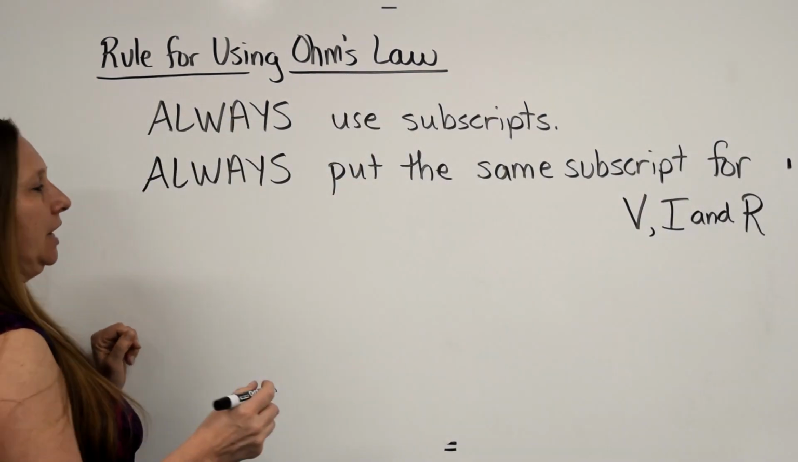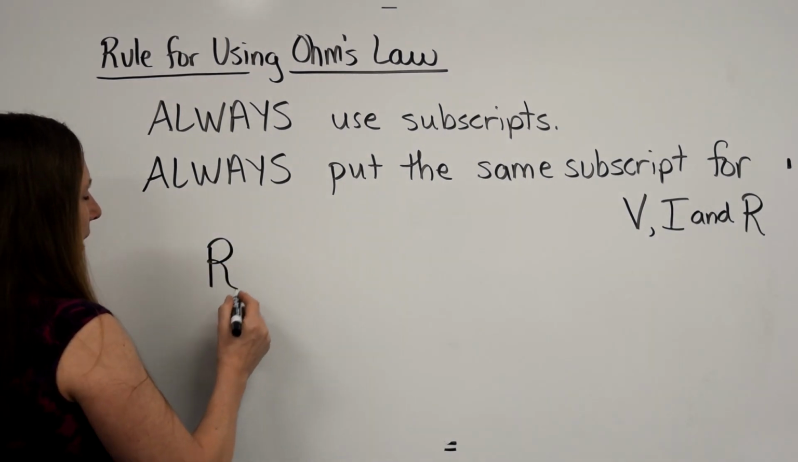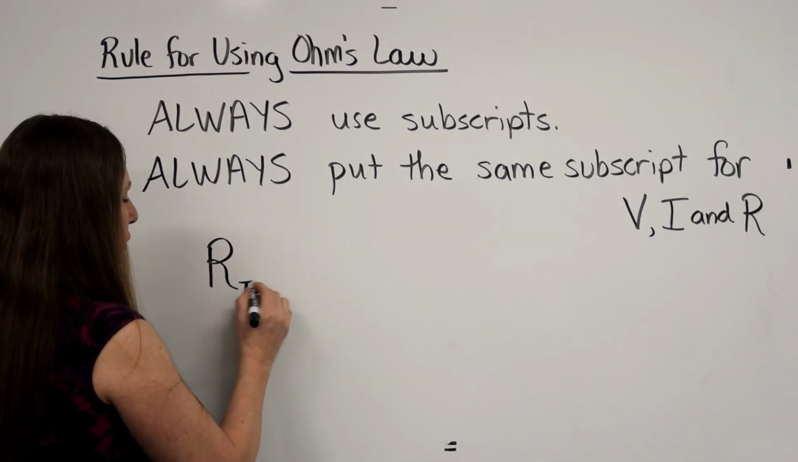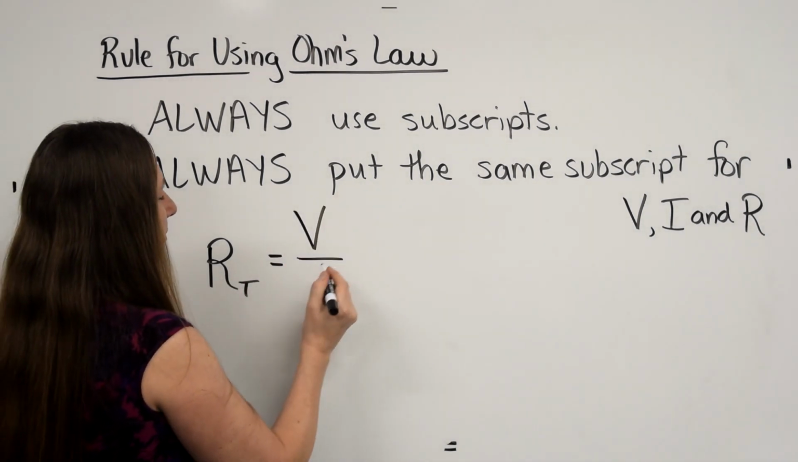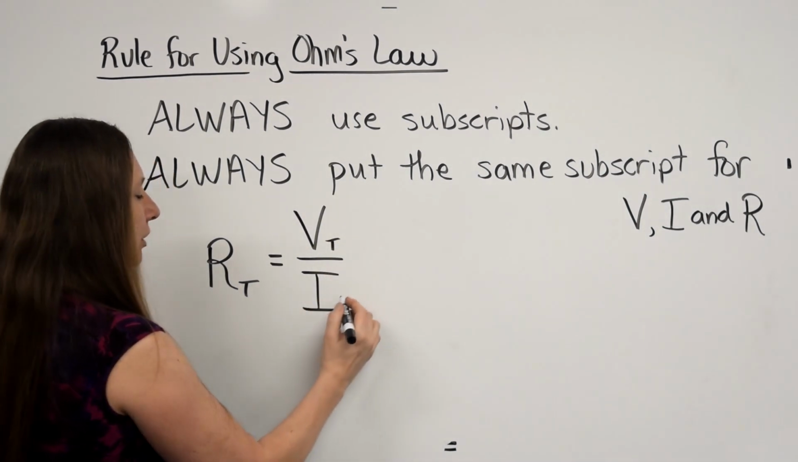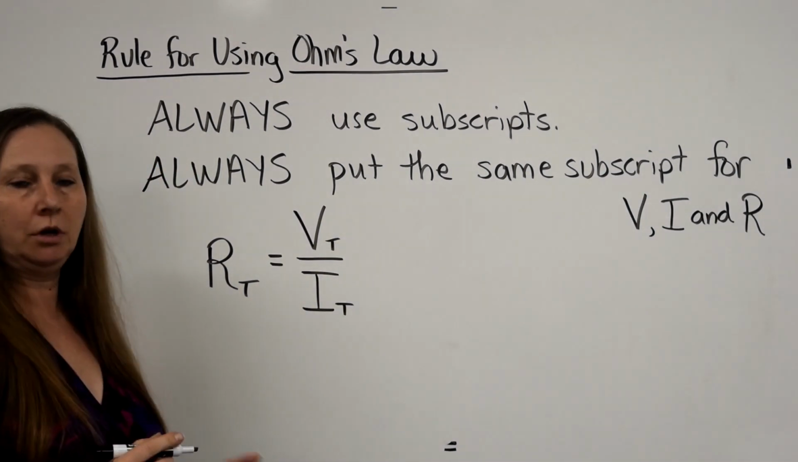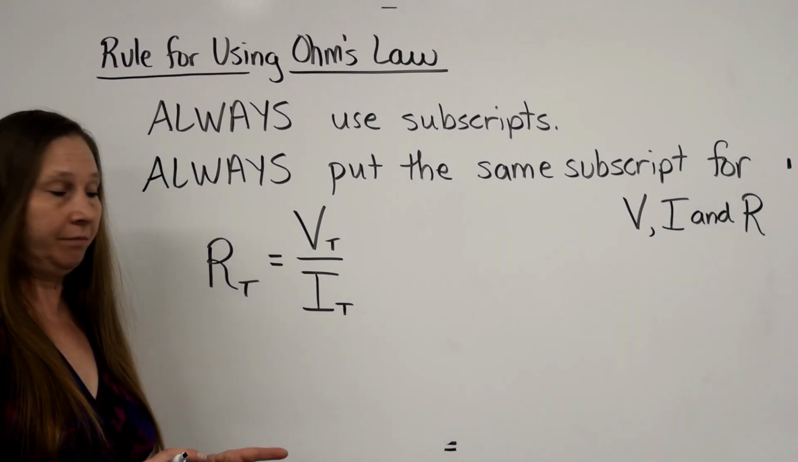All right, if, for example, you want to calculate the resistance of the battery, the total resistance, right? That's going to be R equals V over I. You're going to take the total voltage and divide it by the total current. Notice that all of the subscripts are the same.